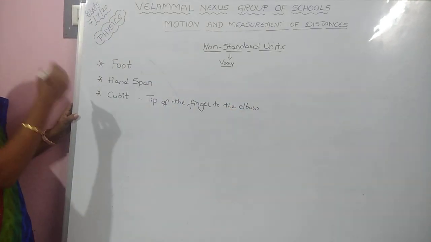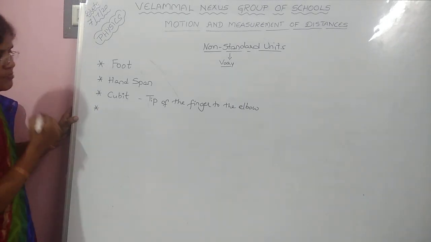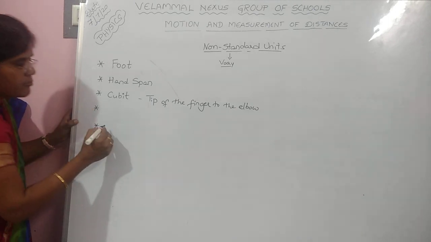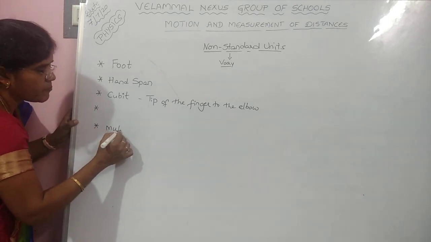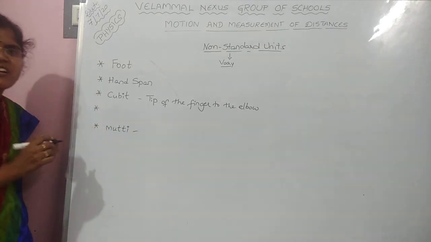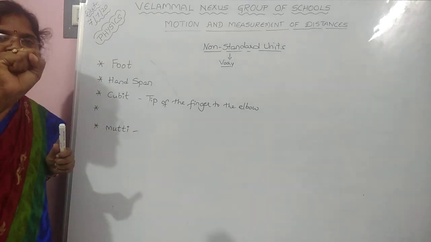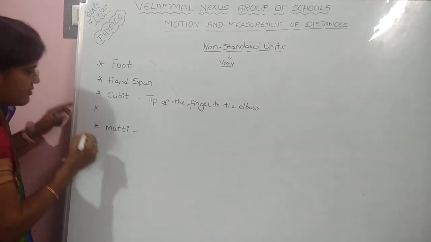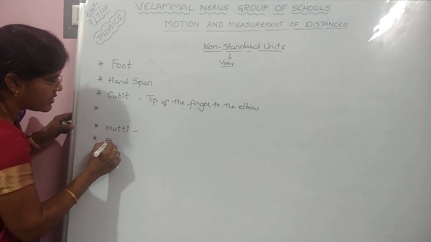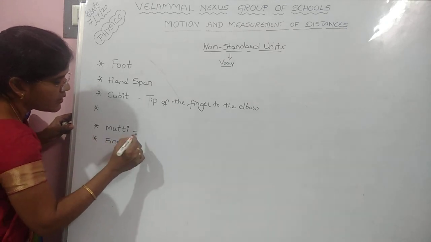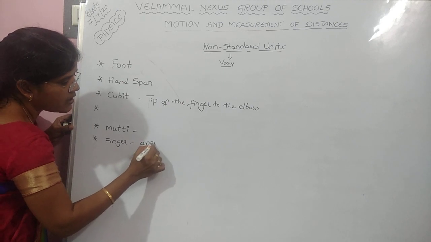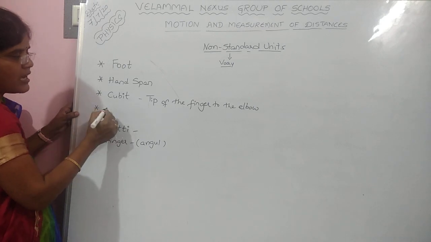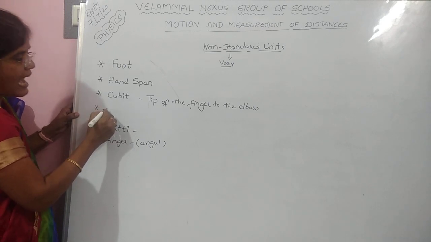Cubit. Still more, in olden days, they used to have muthi. What is muthi? It's a Hindi word. This is muthi, the fist. Then they used to measure with a finger. Angul, we call it angul. Finger, angul. Then here I left one place. This is yard.